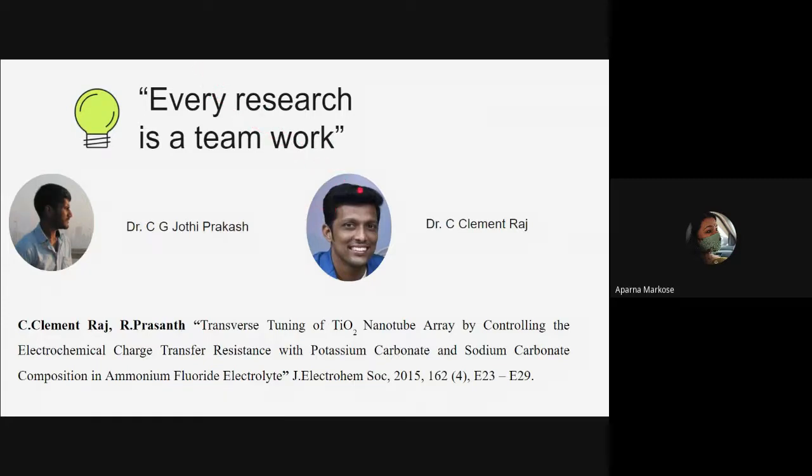This work is not done by me, it's my seniors under the guidance of Prashant sir. My seniors Dr. CG Jyoti Prakash and Dr. C Clement Raj have done this work. I have taken their images, their observations, and their experiments to show you how it is done. So this is the paper.